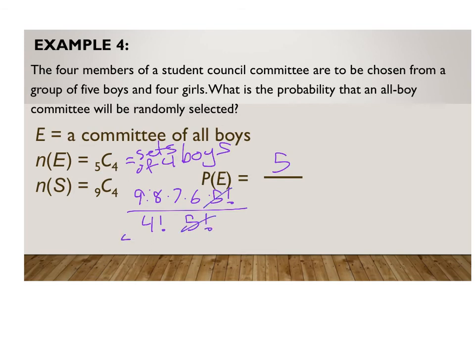4 factorial is 4, 3, 2. I don't need to write the 1. 4 and 2 is 8, so I can get rid of that. 3 takes this 9 down to a 3. So I have 7 times 6 times 3, so 21 times 6. So I have 126 possible committees. But I'm only looking at the probability of getting one of 5 committees. So we simplify that. Actually, that is simplified. So we're done. Okay, that's your answer right there.